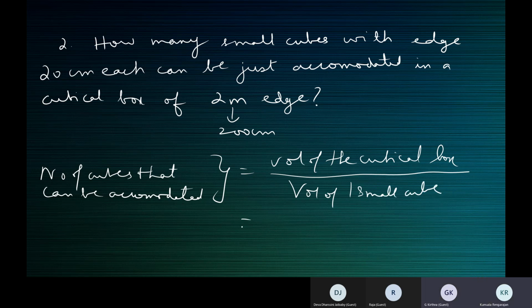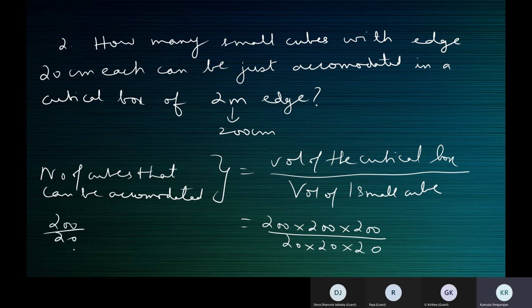Good. So 200 into 200 into 200 by 20 into 20 into 20. Very good. And then when I simplify it, I got 1,000. It is not 200 by 20. It's the volume of the cubical box, 200 into 200 into 200, by volume of one small cube, 20 into 20 into 20. So 20, 10 times everywhere. 10 times, 10 times. And Kirtana, you're right. So 1,000 cubes can be accommodated. Very good.